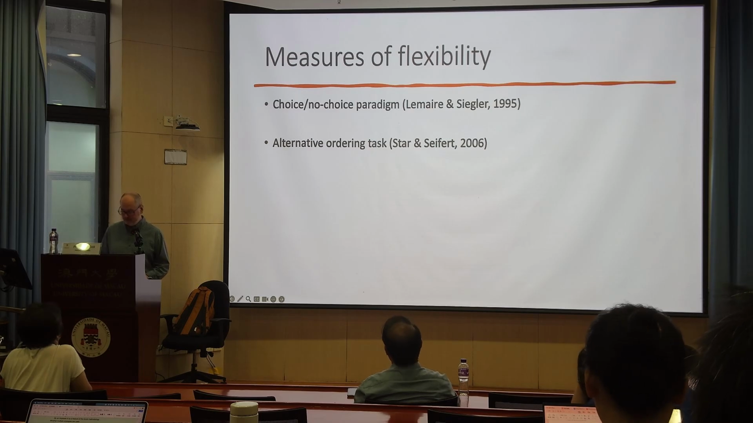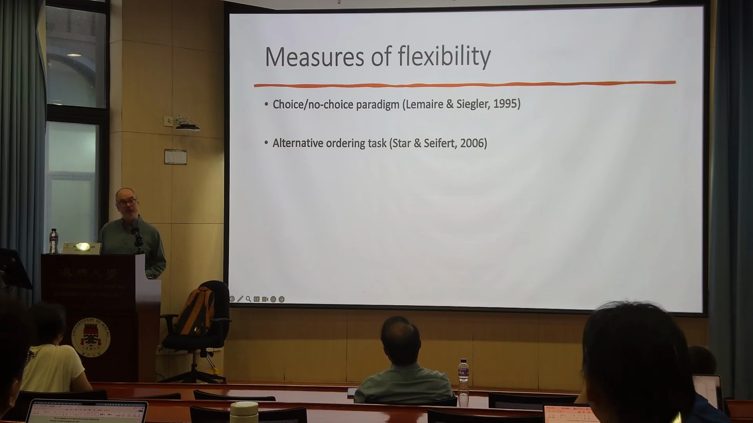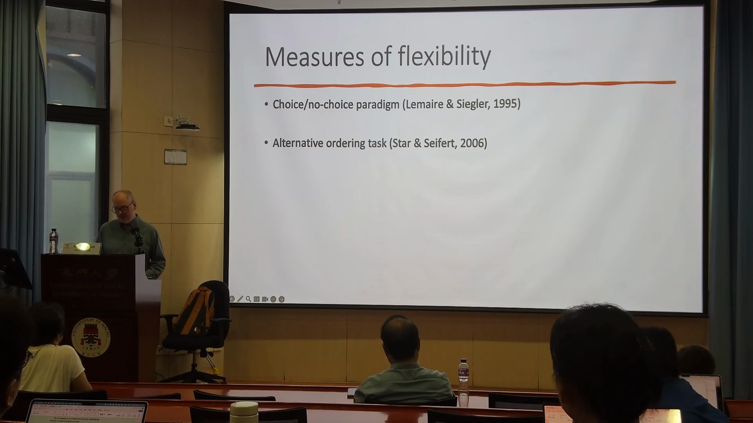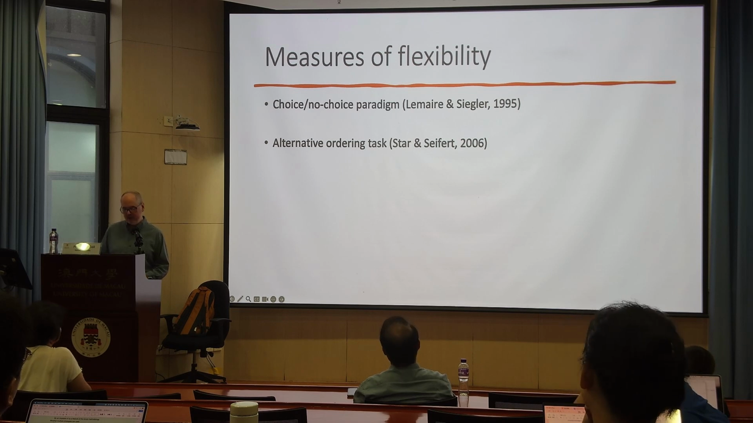So I did some studies on this, and this turned out to be useful because it did tell me something about students' knowledge of multiple strategies. But think back to my definition of flexibility: knowledge of multiple strategies and this idea of strategy appropriateness. The alternative ordering task gave me very little information about strategy appropriateness and students' knowledge of which strategies are most appropriate.